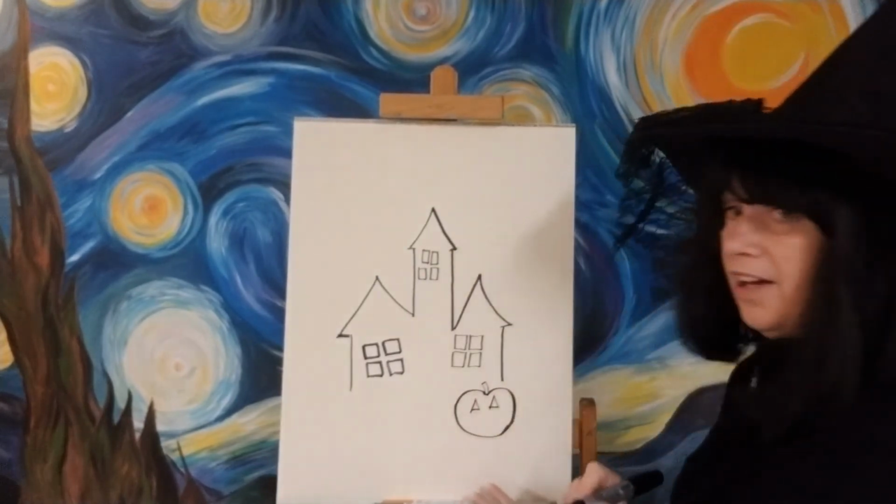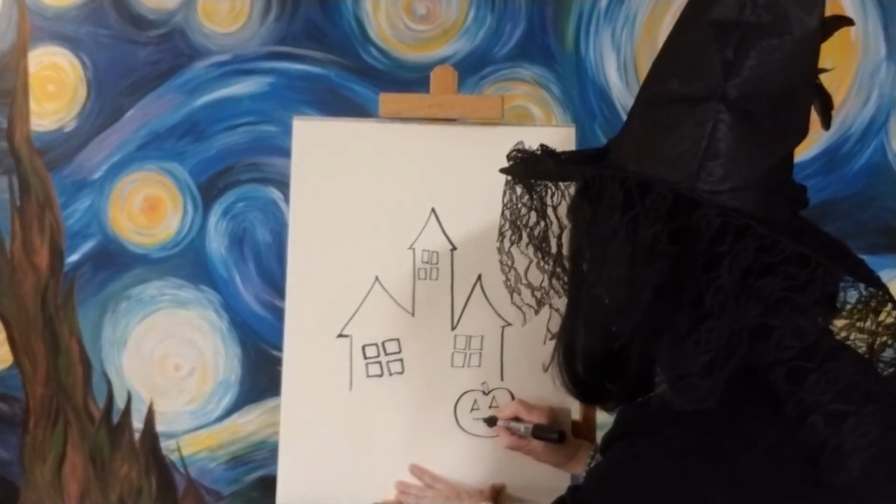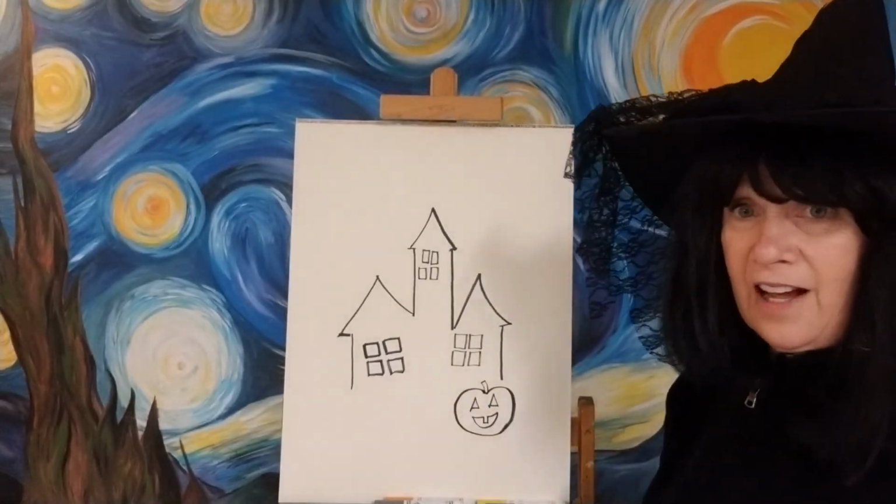I'm going to have mine triangles, and I'm going to have mine happy. But you can have yours scary. You can have it any way you want. I'm going to give mine 1 tooth. So now I've got a pumpkin down there.